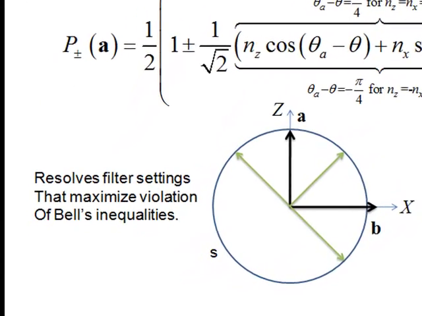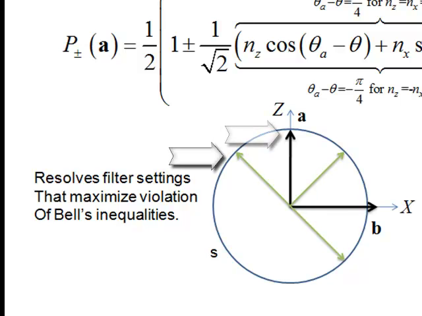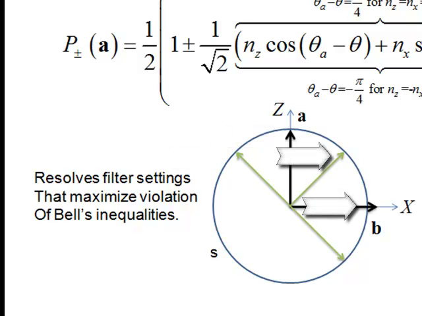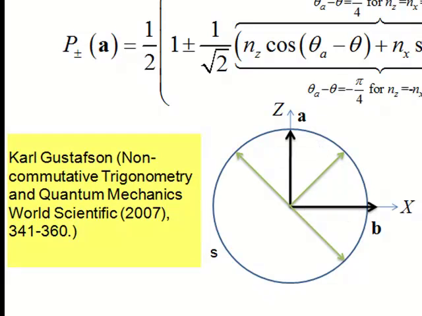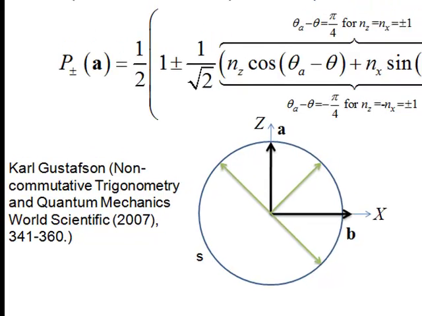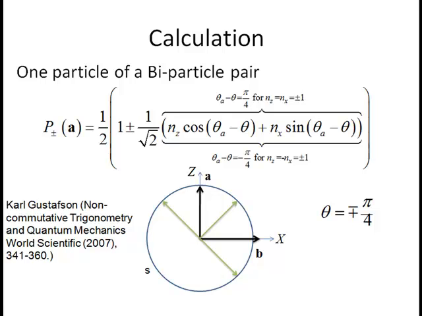Recall the filter settings that maximize the violations of the CHSH form of Bell's inequalities. The four filter settings in that case differ by 45 degrees, as predicted by the subquantum theory. In support of this, there is a theoretical paper by Carl Gustafsson based upon non-commutative trigonometry. In that paper, he analyzed the CHSH form of Bell's inequalities and why the violations occur. He found that a vector of length √2 is responsible. It has identical properties to the new exchange spin discussed here. In the next entry, I will draw some final conclusions.